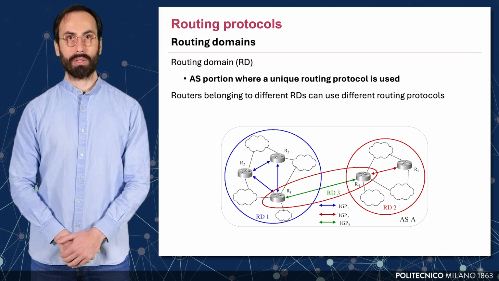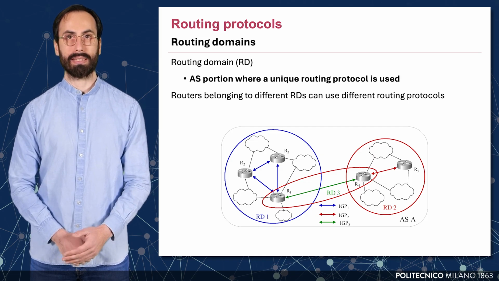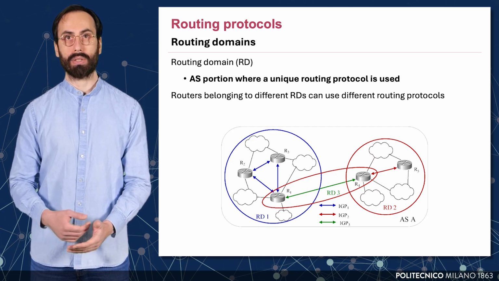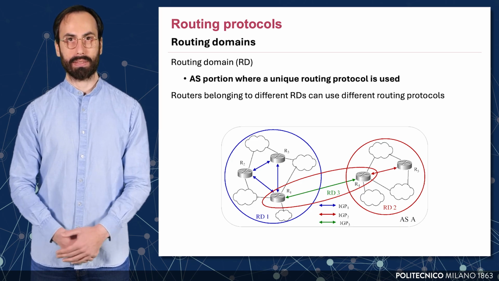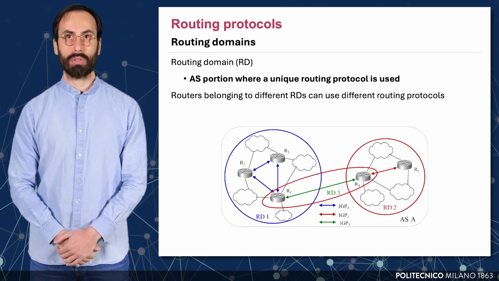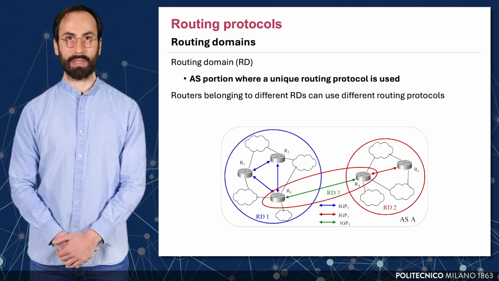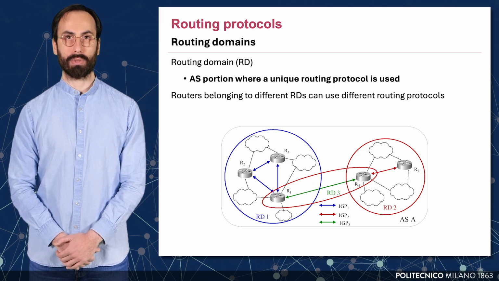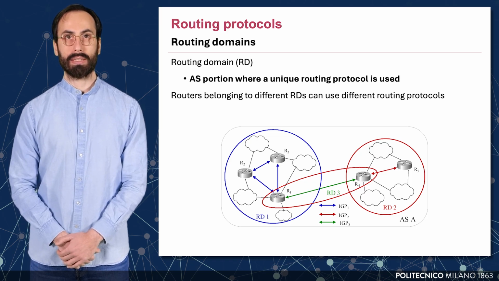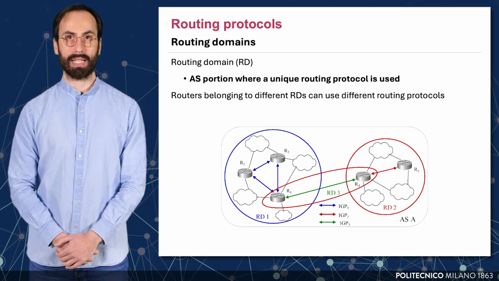This design allows protocol heterogeneity within the same AS, enabling administrators to deploy different routing protocols based on operational requirements, performance, or legacy constraints. Routers that sit on the boundary, like R4 in this example, must be capable of translating or redistributing routes between domains, ensuring consistent end-to-end reachability across the AS.